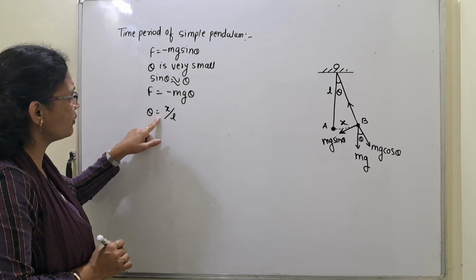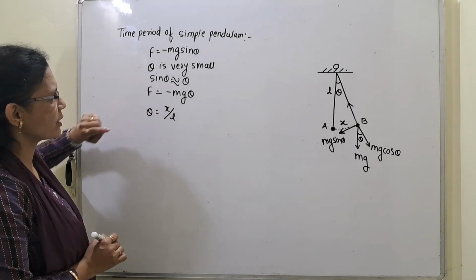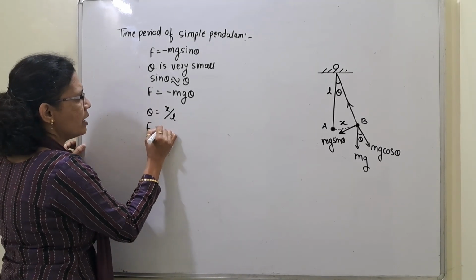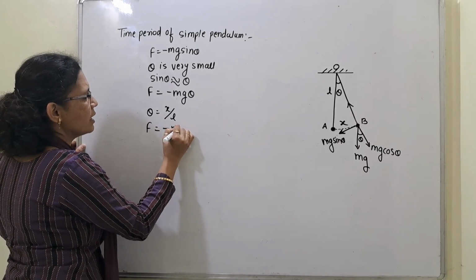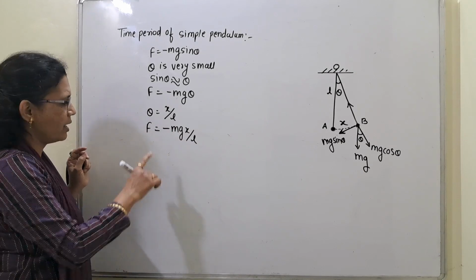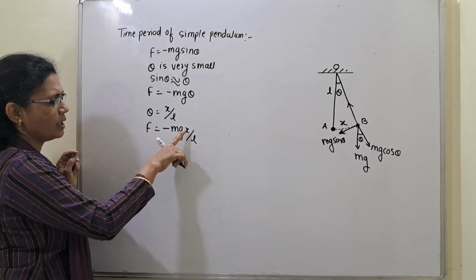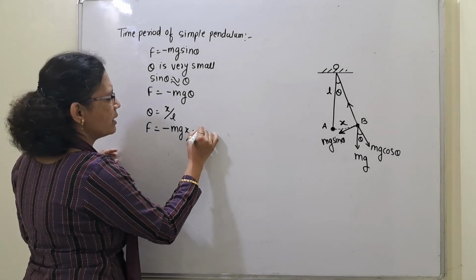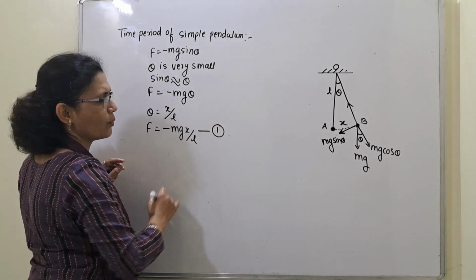अगर हम थीटा की वैल्यू इस एक्सप्रेशन में पुट कर दें तो F इज इक्वल टू क्या आएगा? F इज इक्वल टू माइनस mg x अपॉन L, राइट? F is equal to minus mg x upon L. Take this equation as equation number 1.